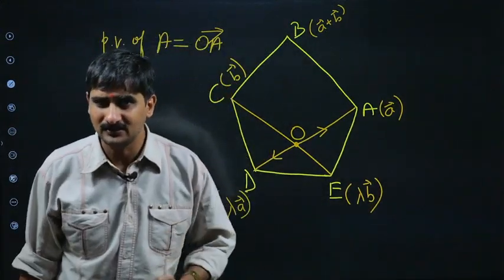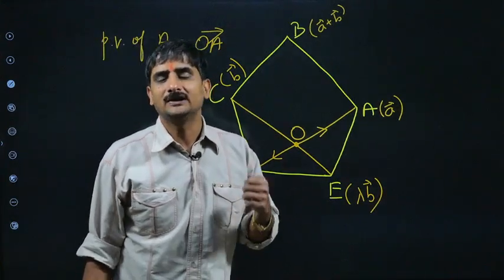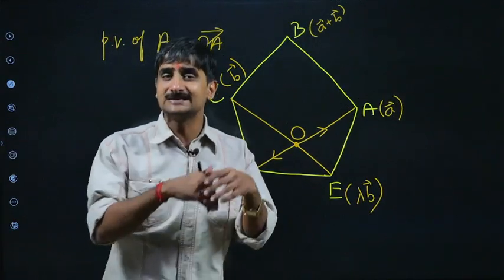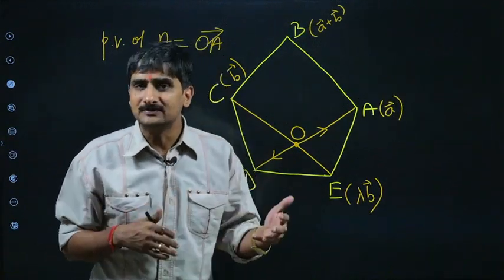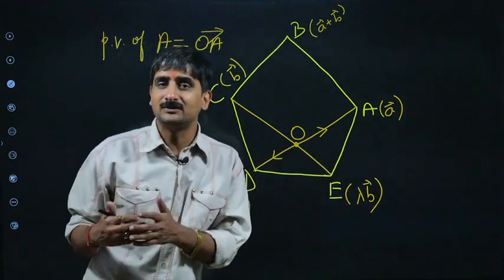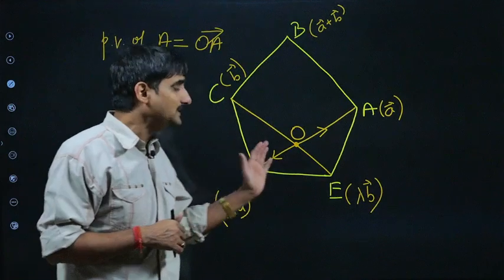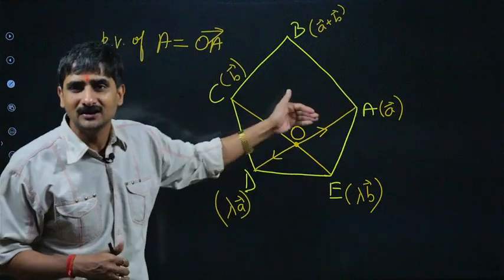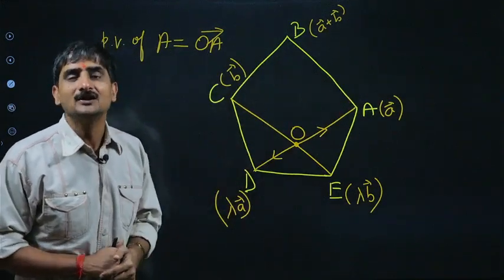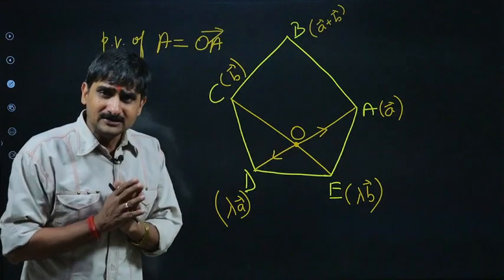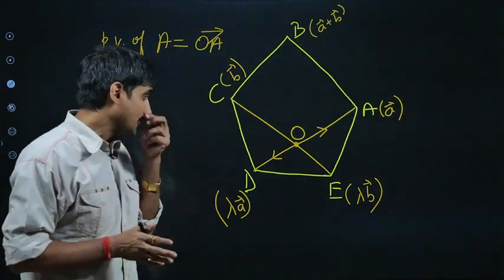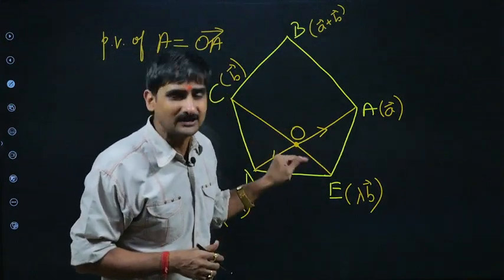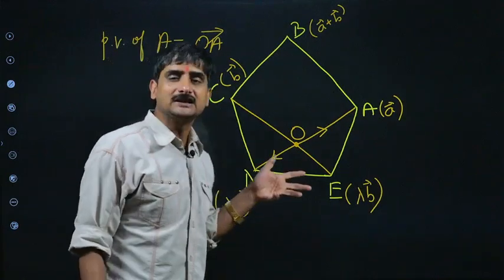Lambda times vector a is collinear to vector a. Similarly, lambda times vector b is collinear to vector b, and since vector b is OC, the position vector of C, and lambda times vector b is OE, the position vector of E, these three points are collinear. Similarly, A, O and D are collinear, and they meet at the origin only. So this is the point where they meet. Now we just have to get lambda here.